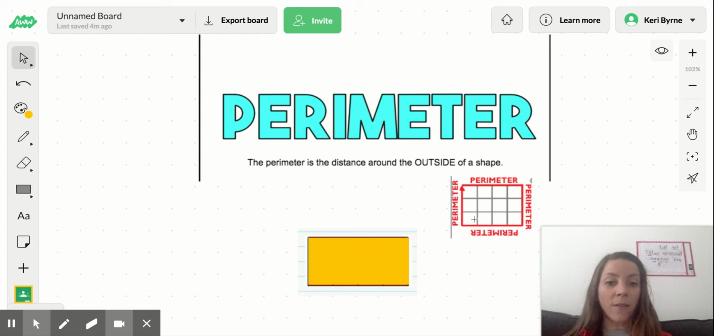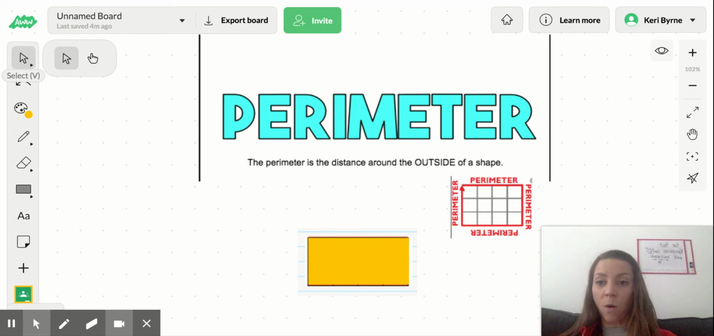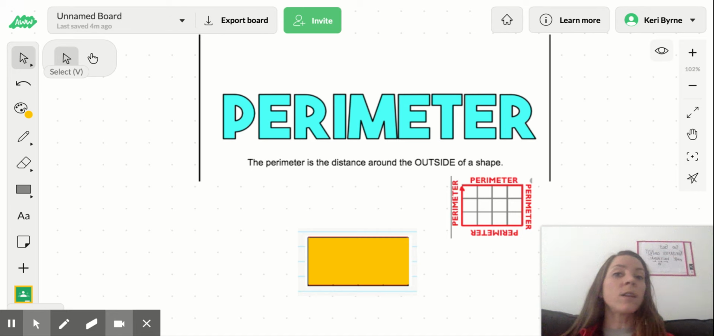Okay, and so I have an example here. If you see my little garden, and then I have perimeter, perimeter, perimeter, perimeter. Okay, and we could take a look at this rectangle too, thinking on the outside, perimeter, perimeter, perimeter, perimeter. We're going to go all the way around the shape, and that's the perimeter. So what are some ways that you can mathematically find the number that is the perimeter? Okay, and that's what we're going to practice today.